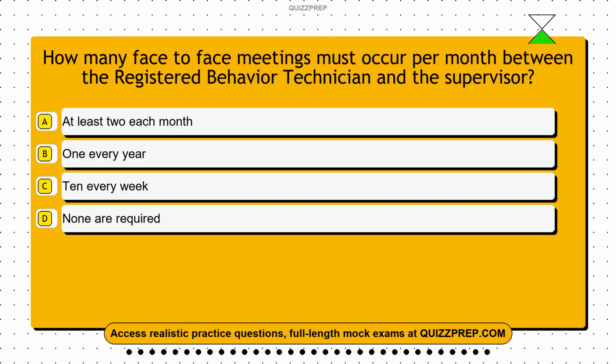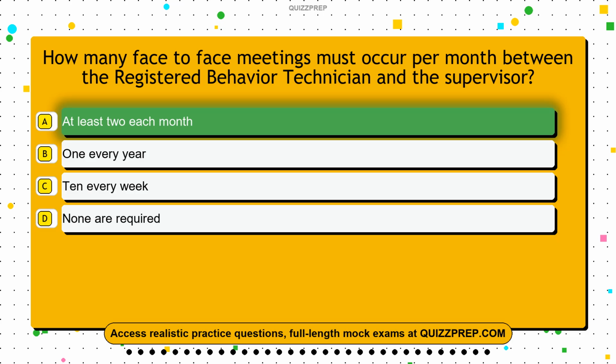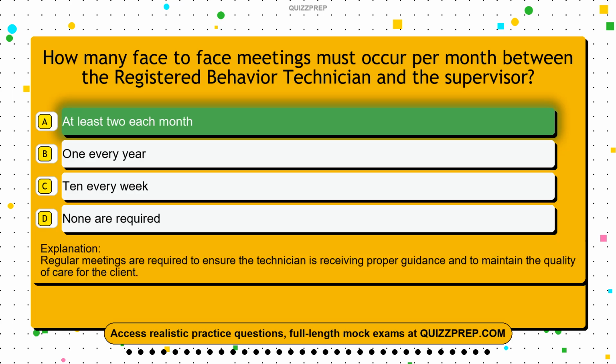Question 18. How many face-to-face meetings must occur per month between the registered behavior technician and the supervisor? Option A, at least 2 each month. Option B, 1 every year. Option C, 10 every week. Option D, none are required. The correct answer is option A, at least 2 each month. Regular meetings are required to ensure the technician is receiving proper guidance and to maintain the quality of care for the client.